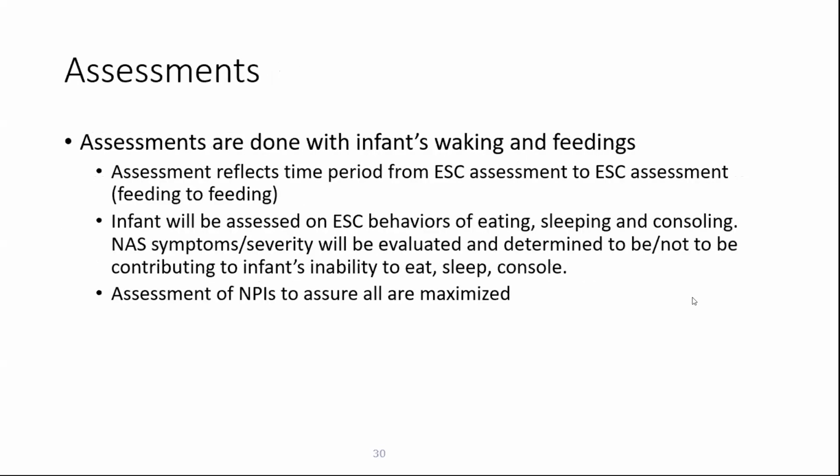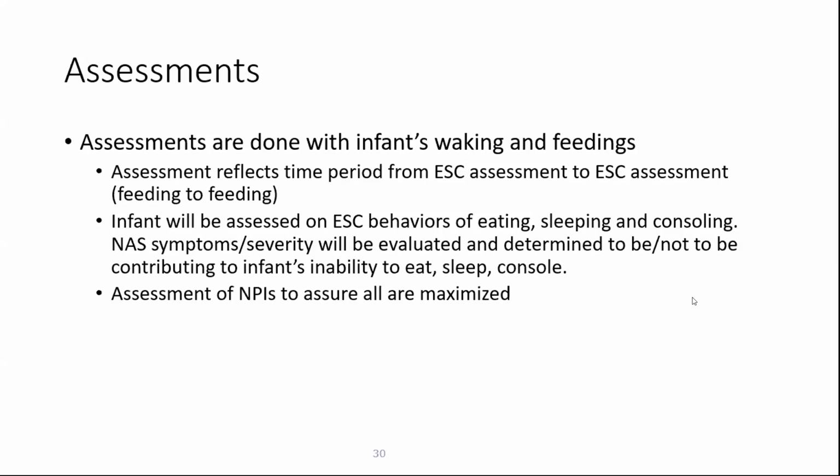Your assessments are done with the infant's waking and feeding times, which is no different than the Finnegan should be. So every time you do your Finnegan, it should be after the baby's feedings. This is the same thing. So it really is not a different concept in that. The infant's going to be assessed on eating, sleeping, and consoling, and we're going to go over each of those.